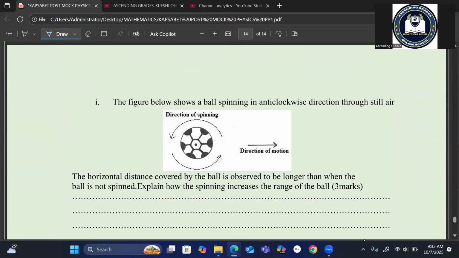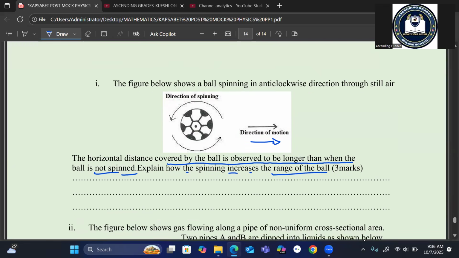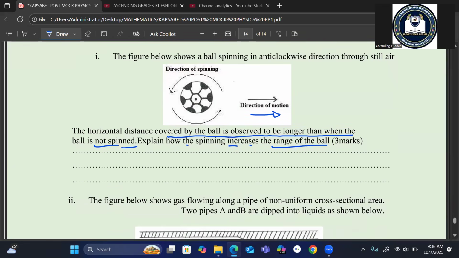The figure below shows a ball spinning in anti-clockwise direction through still air. So this is the spinning ball. It is moving in this direction. The horizontal distance covered by the ball is observed to be longer than when the ball is not spinning. Explain how this increases the range of the ball. This will be a narration, so we can go direct to the narration.